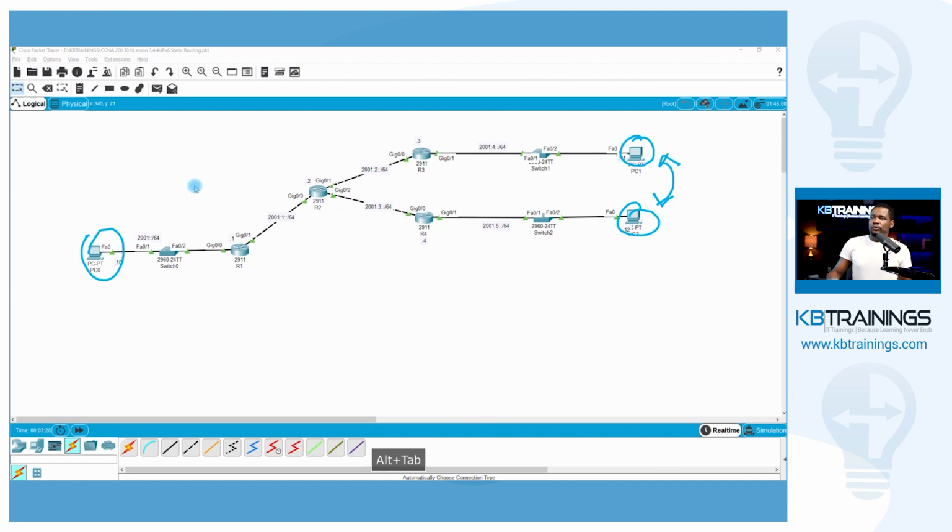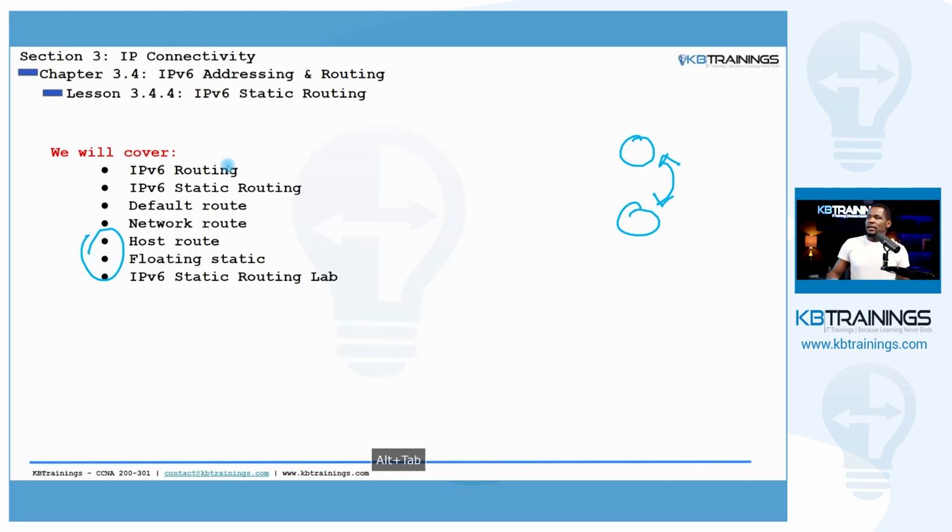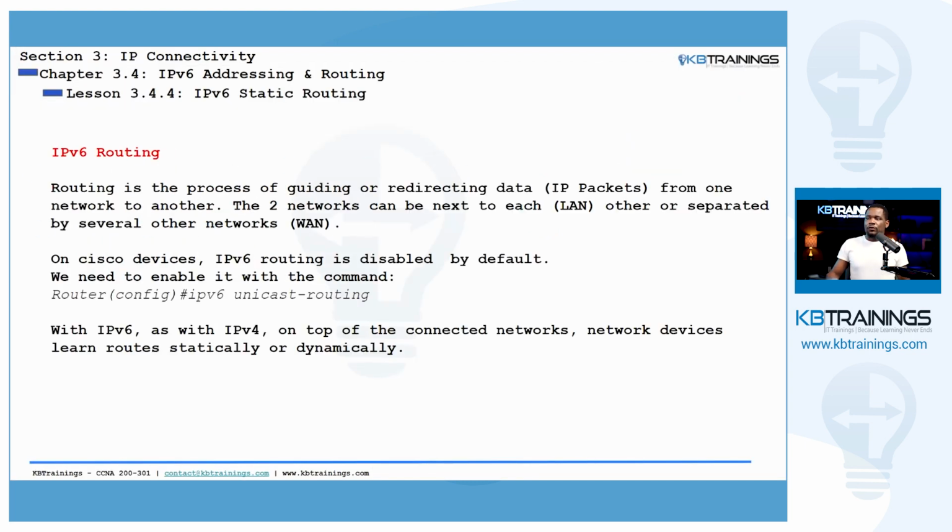All right, so to get started, what is IPv6 routing? First of all, routing is the process of redirecting or guiding a packet from a certain network to a different network. And those two networks can be next to each other. Like if you are on a LAN, for example, you may have multiple networks in a single LAN, or in a WAN, or wide area network, you can have two networks that are separated by many other networks.